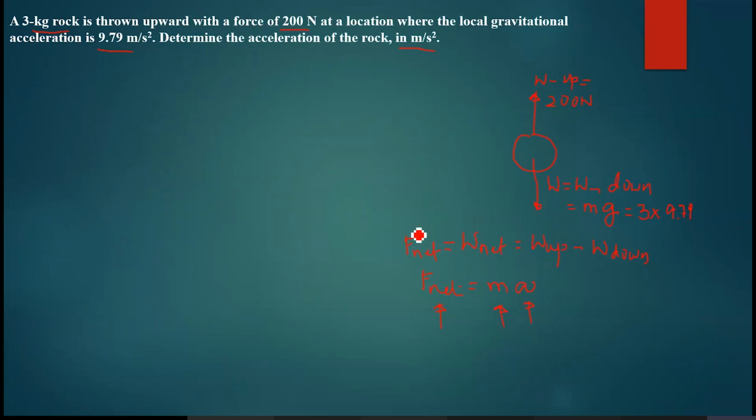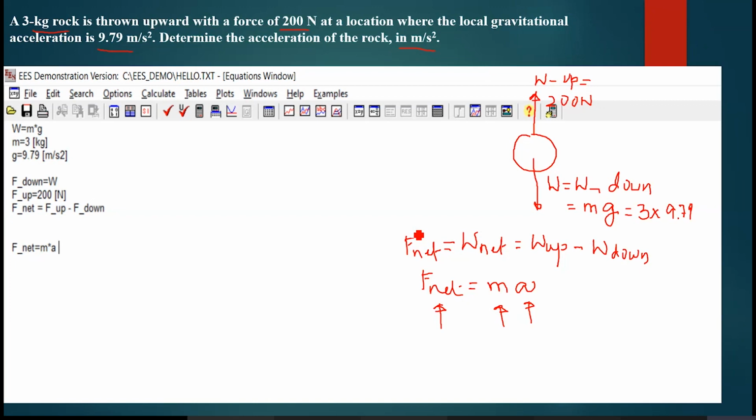If I have to solve this on the equation solver, I'll show you the script that I have written. This is the script that I have written. It says first I have defined the weight W equals mg. This is the weight that I have defined. I have used the symbol W for the weight, mass is defined by the symbol m, and g is defined by the symbol g.